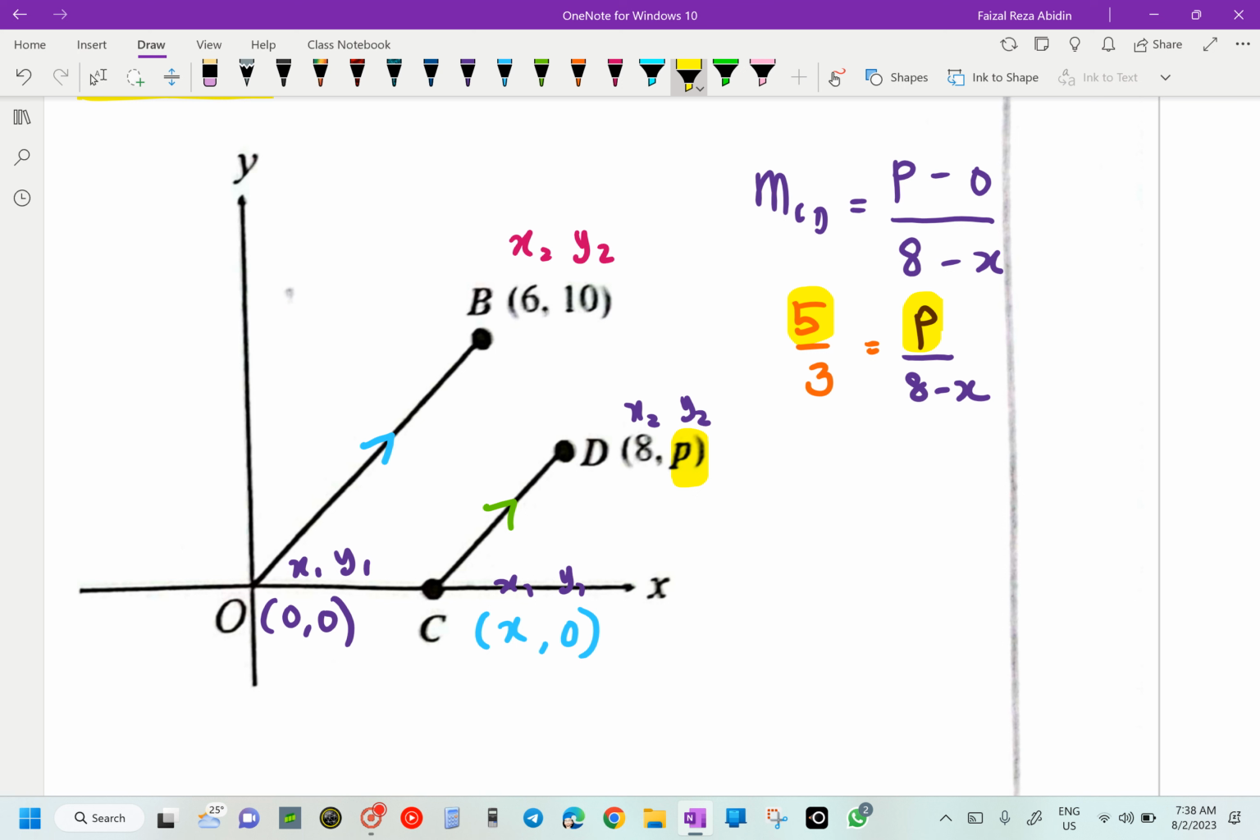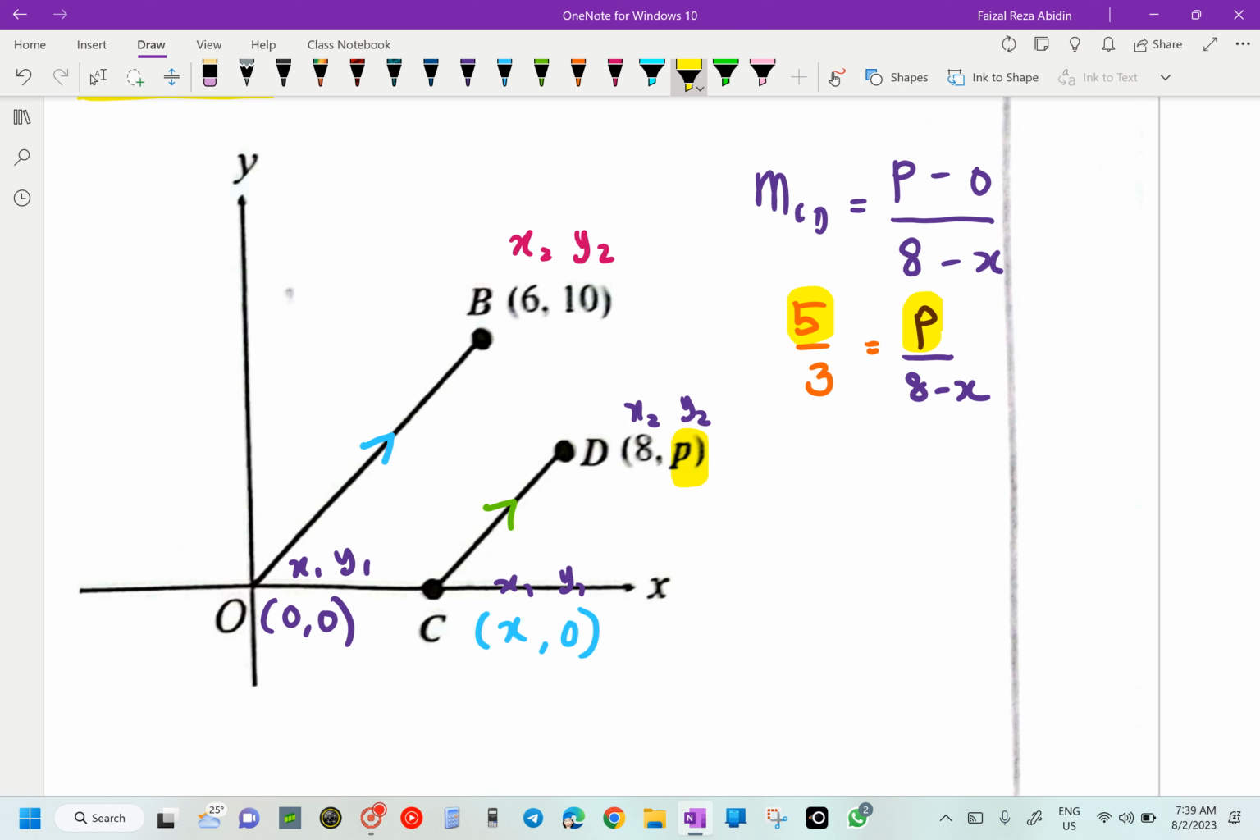Can you see? Don't understand, okay. Now, what we have from the C1 just now. Previously, we found the gradient of our OB. We know that the two lines over here, OB is parallel to CD. Am I right? So the gradient will be the same. Okay. So if we want to find the value of P here, by using the gradient of CD, we know it's going to be the same as our OB, which is 5 over 3.